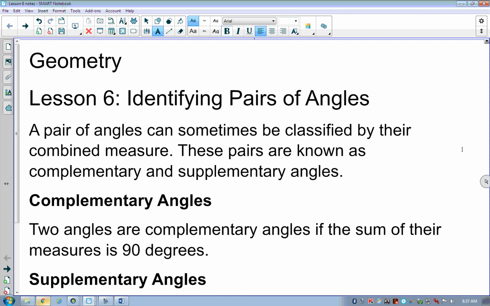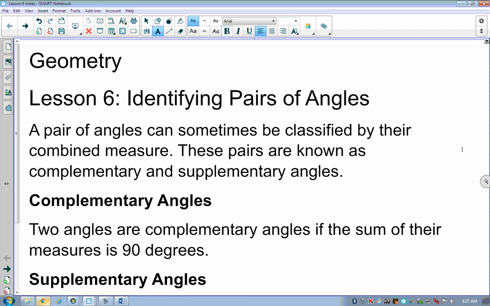All right. Geometry lesson 6, we're going to talk about identifying pairs of angles. A little while back, we had our introduction to angles. We know that angles are based upon two rays that share a common endpoint. That endpoint that they share is called a vertex, just as a review. But a pair of angles can sometimes be classified by their combined measures.